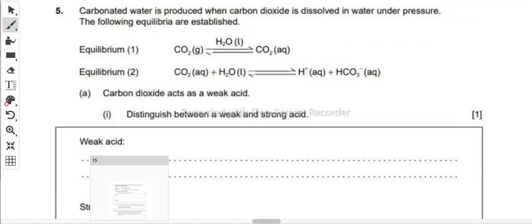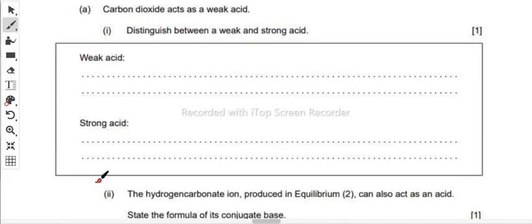Now we have question number 5. Carbonated water is produced when carbon dioxide is dissolved in water under pressure. The following equilibria are established. Equilibrium 1, carbon dioxide gas turns into carbon dioxide aqueous. Equilibrium 2, carbon dioxide aqueous plus water forms hydrogen ion and hydrogen carbonate. Carbon dioxide acts as a weak acid. Distinguish between a weak and a strong acid.